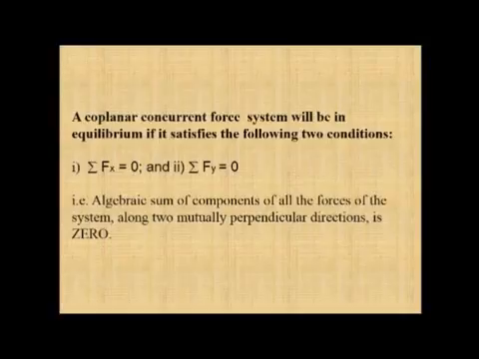Now a coplanar concurrent force system will be in equilibrium if and only if it satisfies two conditions. Remember, we are discussing coplanar concurrent forces. So for this type of system, these are the two equations which need to be satisfied. That is, summation of Fx, all the forces acting along the x-axis, should be 0, and summation of Fy, all the forces acting along the y-axis, should be 0. That is, the algebraic sum of the components of all the forces in the system along two mutually perpendicular directions should be equal to 0. It is because we are discussing coplanar concurrent forces.